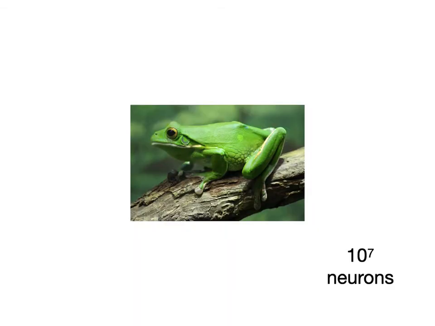Keep scaling down. Frogs have 10 to the 7. So 10 million neurons. Frogs, again, they have a lot of complexity. They have a lot of things going on in their lives. They have to do a lot of tasks. They got to plan jump trajectories. They had to figure out how to get their tongue to grab the fly, all that good stuff, right?